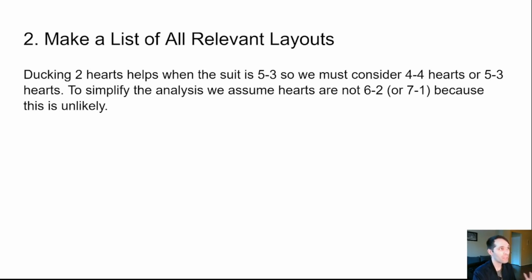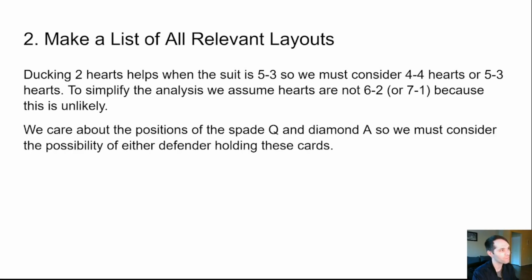Because one of our lines of play involves ducking 2 hearts, and this helps when the heart suit is 5-3, we have to consider the possibility of 4-4 hearts or 5-3 hearts. And again, a simplifying assumption here, we're going to ignore the possibility that hearts are 6-2 or 7-1, for example, because these layouts are a little unlikely, both on the auction, where neither opponent bid hearts, and because a priori, a 6-2 heart split is very low percentage.